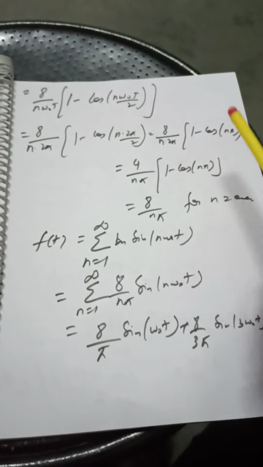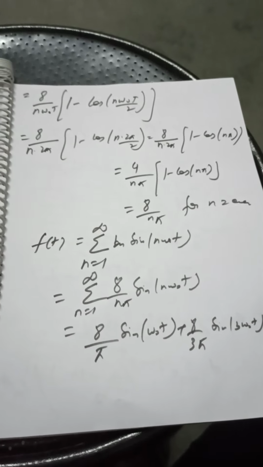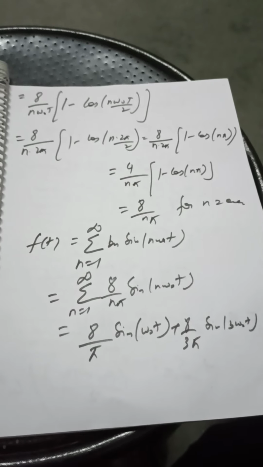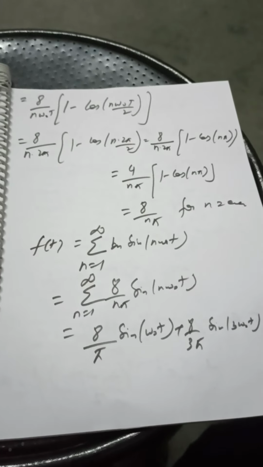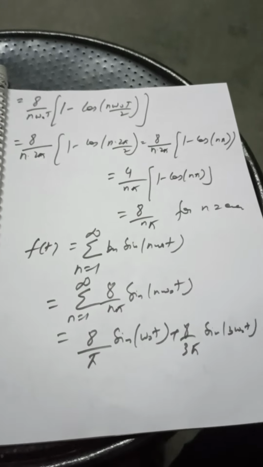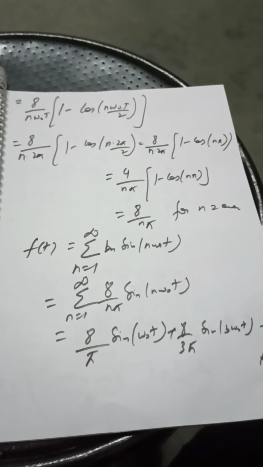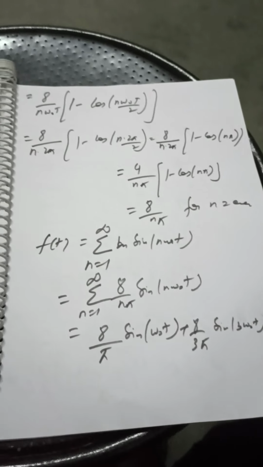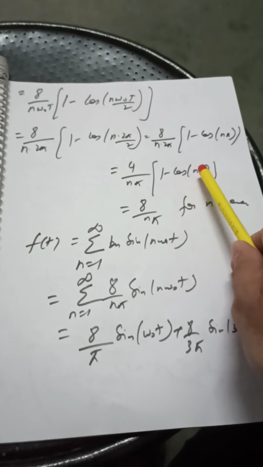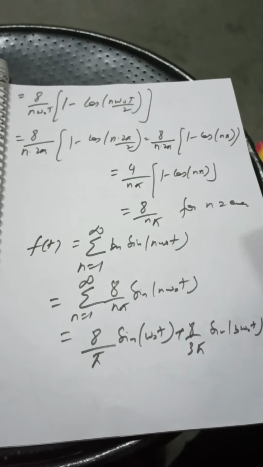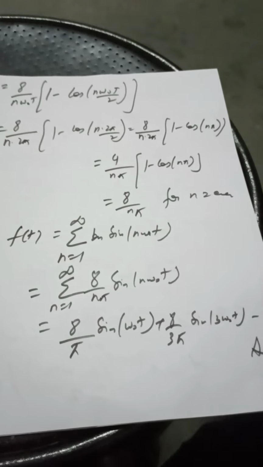Now look at this cos of n pi. This cos of n pi will have a value of minus 1 when n is odd, for sure. If n is odd, then it is going to give us minus 1. If n is even, then it is going to give us plus 1. So for even, 1 minus 1 becomes 0, and for odd, 1 minus minus 1 becomes 2. So we are here to get 8 upon n pi.